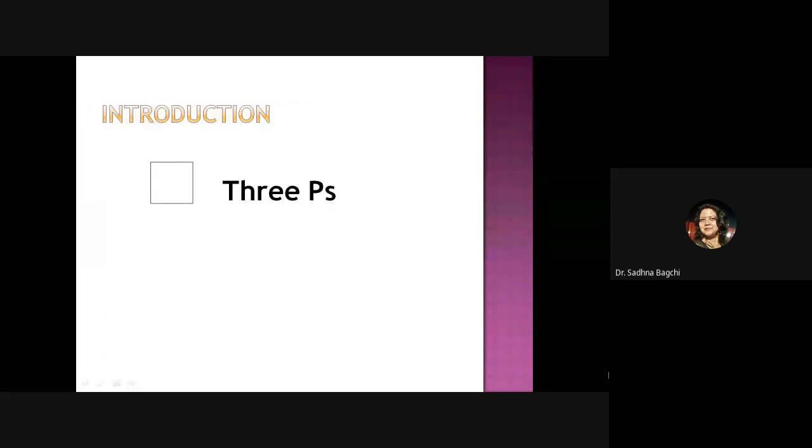The third P is the possible outcomes. So please note these down. The first P is the purpose. The second P is the passion for the topic, and the third P is the possible outcomes. Possible outcomes means be excited about the studies.